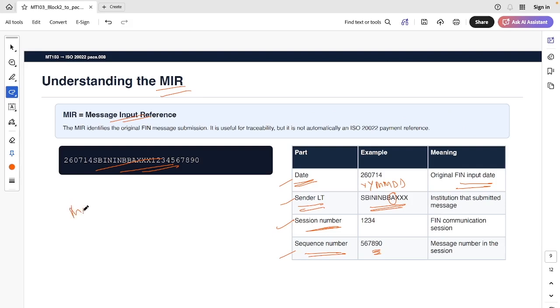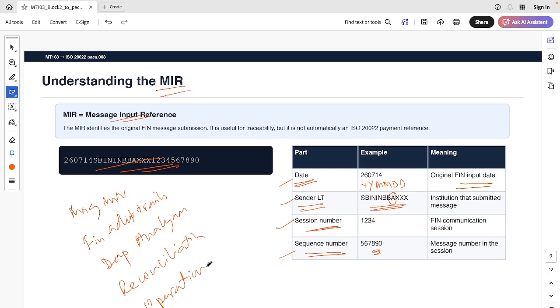This is mostly used for message investigation. Then the FIN audit trails, then duplicate analysis. It is also useful for reconciliation, and also useful for operational support. It is also useful for tracing the original sender and linking input and output copies of a message. However, we must not automatically treat the MIR as an ISO 20022 business reference.